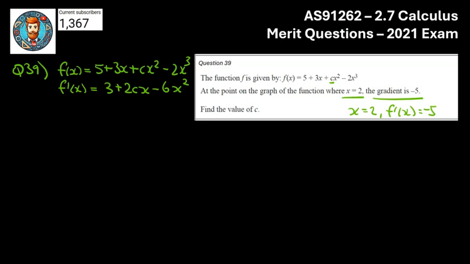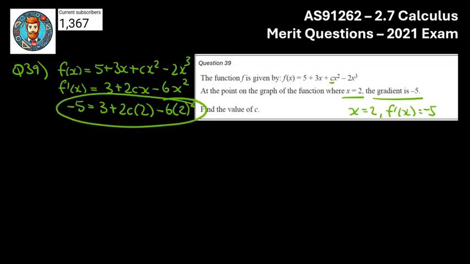So I've got all of that there. I can now substitute all of these goodies in, the goodies being x equals 2 and a gradient of -5. And hopefully that'll let me figure out c. So let's put all of that in now. That means -5 is going to be equal to 3 plus 2c times 2 minus 6 times 2 squared.